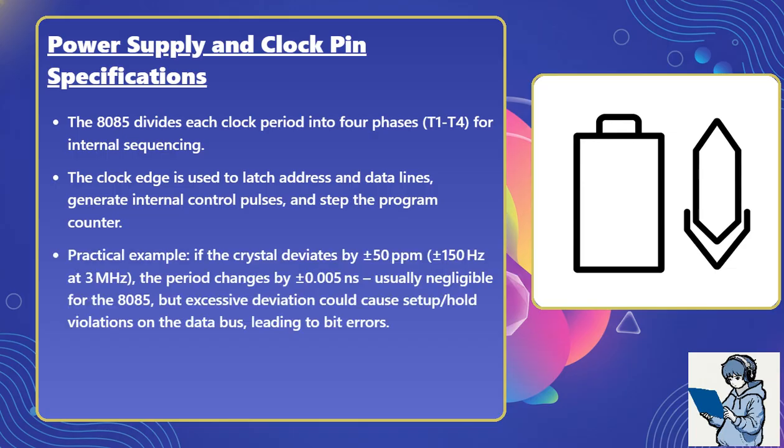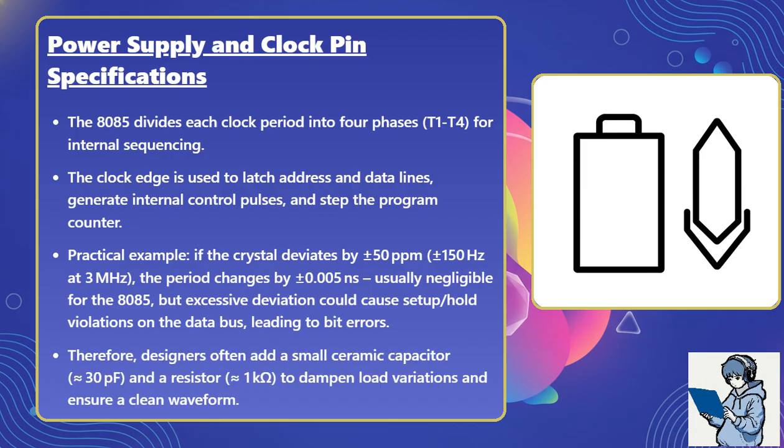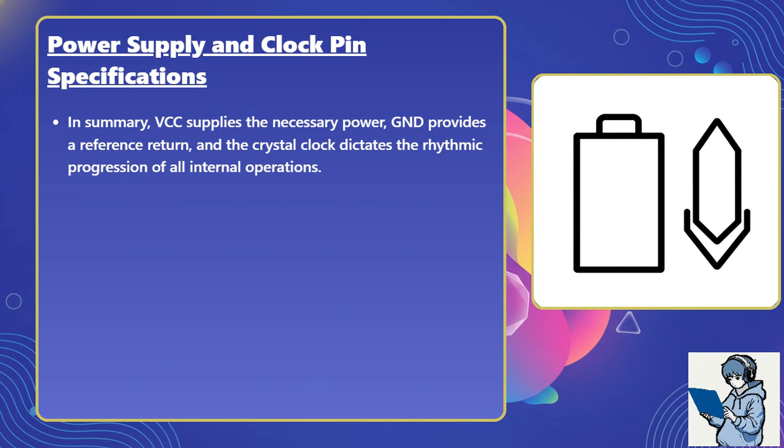Practical example: if the crystal deviates by ±50 parts per million, ±150 Hz at 3 MHz, the period changes by ±0.005 nanoseconds, usually negligible for the 8085, but excessive deviation could cause setup-hold violations on the data bus, leading to bit errors. Therefore, designers often add a small ceramic capacitor, approximately 30 picofarads, and a resistor, approximately 1 kilo-ohm, to dampen load variations and ensure a clean waveform. In summary, VCC supplies the necessary power, GND provides a reference return, and the crystal clock dictates the rhythmic progression of all internal operations.